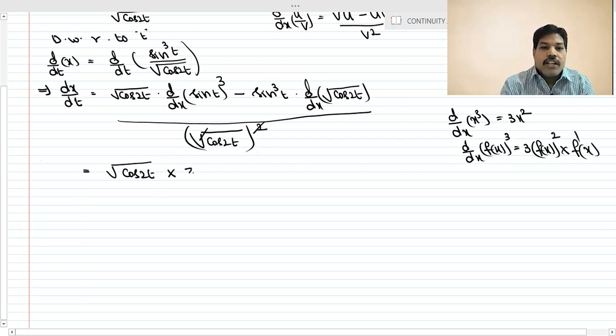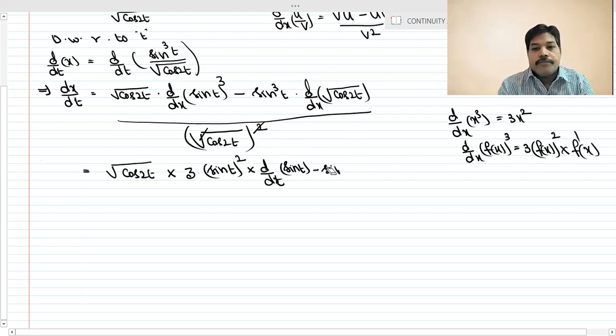So what happens here? That is nothing but 3 into f of x whole square, that is nothing but sine t whole square into derivative of sine t. Are you understanding that? Minus sine cube t into, what is the root f of x derivative? Anyone can tell that? Root f of x derivative.